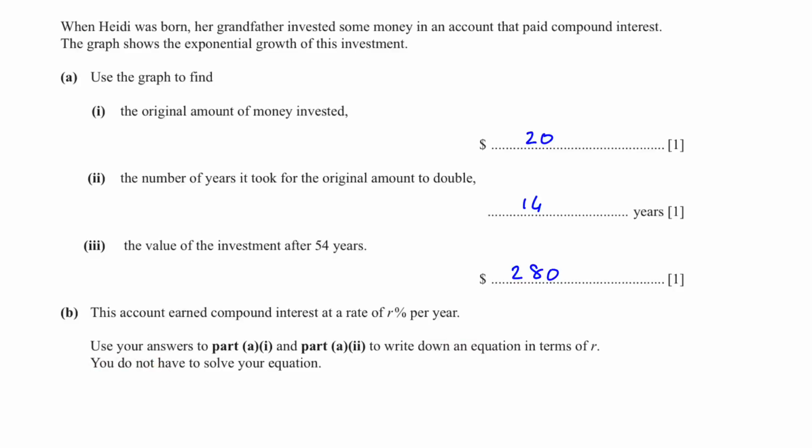Part B, this account earned compound interest at a rate of R percentage per year. Use your answer to part A1 and A2 to write down an equation in terms of R. You do not have to solve your equation.